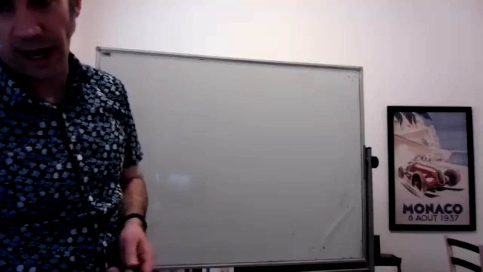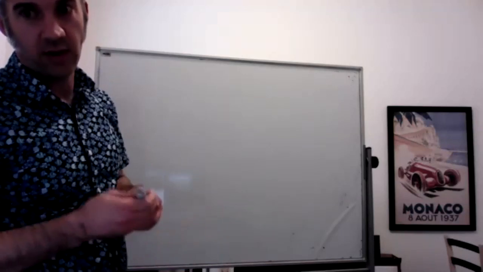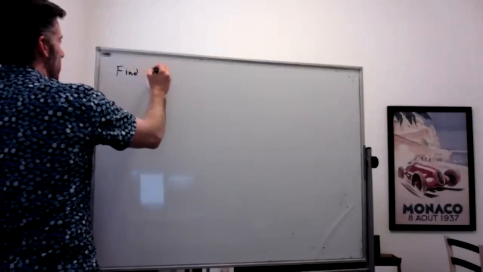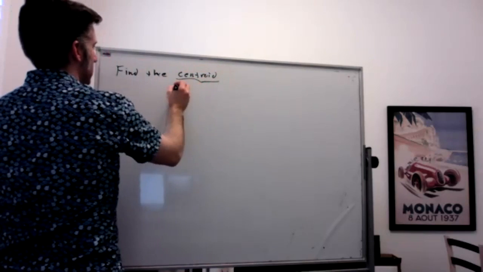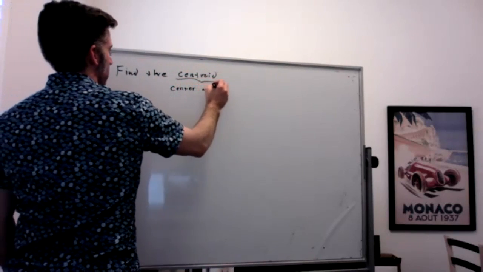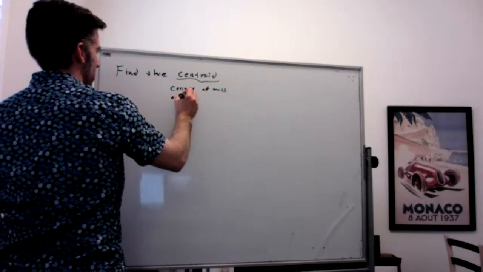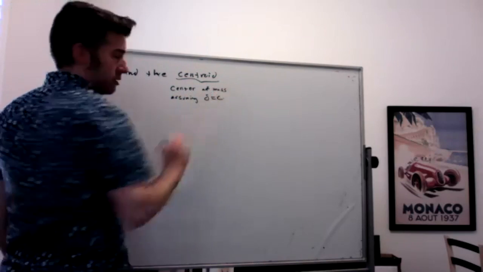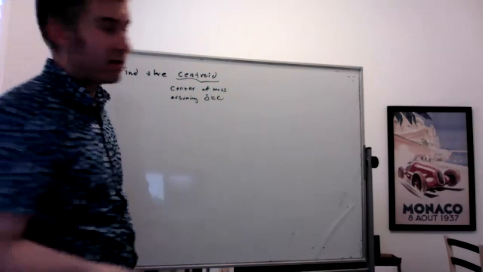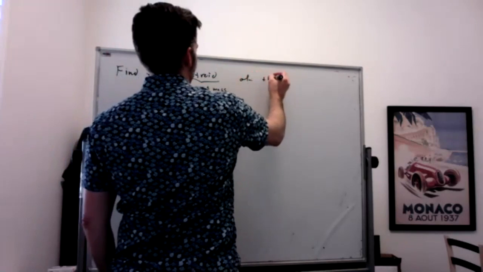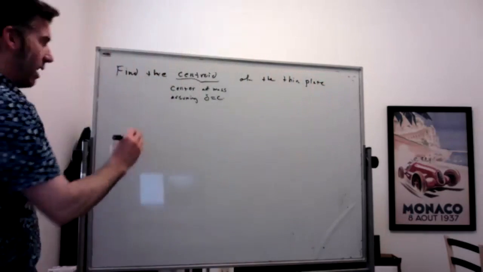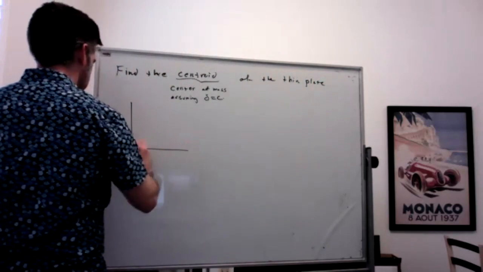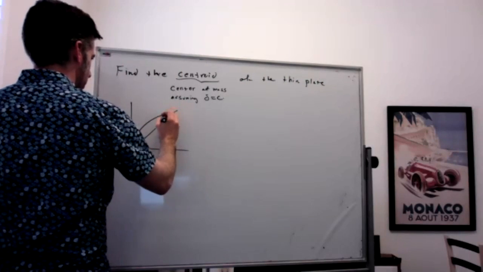All right, let's look at a more typical example. Let's find the centroid of this plate. The centroid is just the center of mass, assuming that the density is constant. That's all it means. So find the centroid of the thin plate bounded by y equals x and y equals root x. So this plate here.